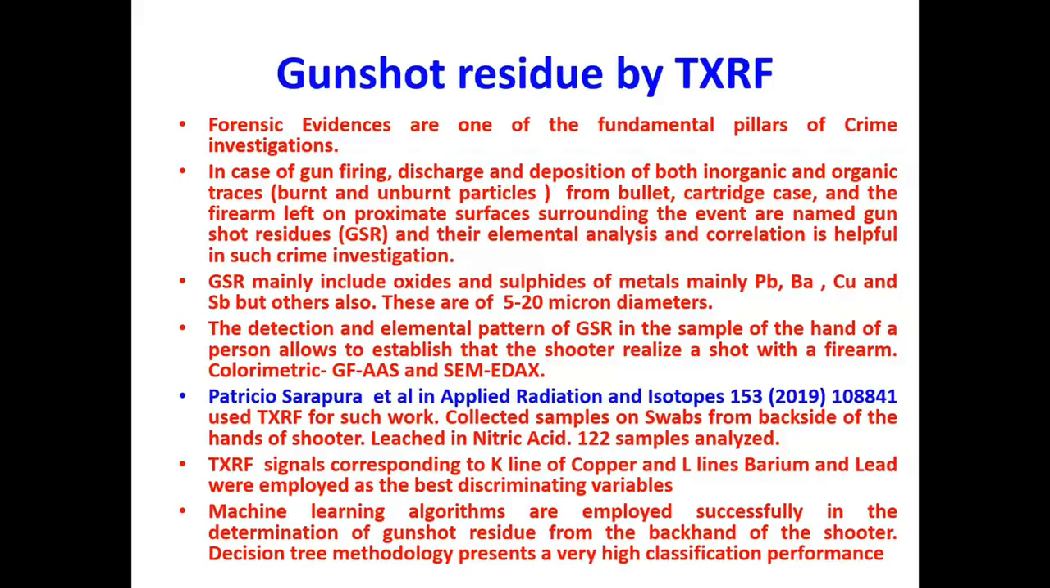And one study of this type has been done by Patricio Sarapura and co-workers in Applied Radiation and Isotopes, published in the year 2019. They came to the conclusion that TXRF signals corresponding to the K line of copper and the L line of barium and lead gave discriminating variables. And using machine learning algorithms, they could successfully determine the gunshot residue from the back of the shooter's hand, and the decision tree methodology presents a very high classification performance.